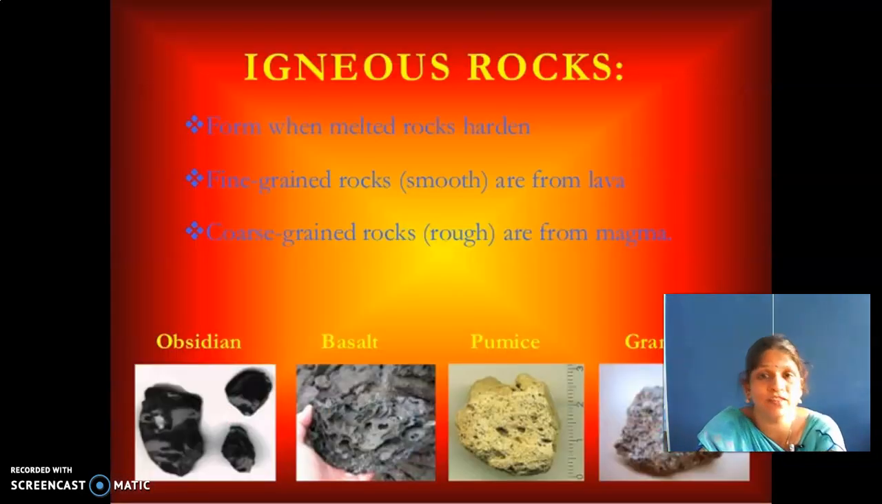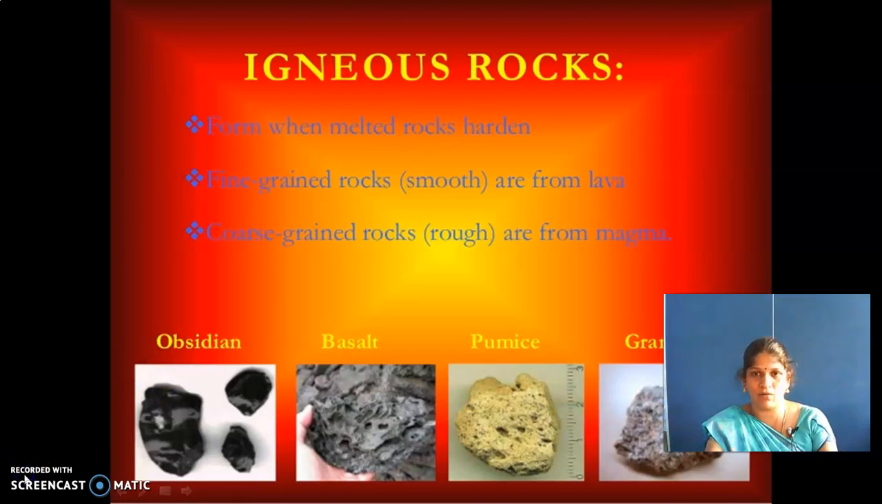First, igneous rocks. What are the characteristics of igneous rock? It is formed when melted rock hardens. Fine-grained rocks are smooth, from lava. Coarse-grained rocks are from magma.